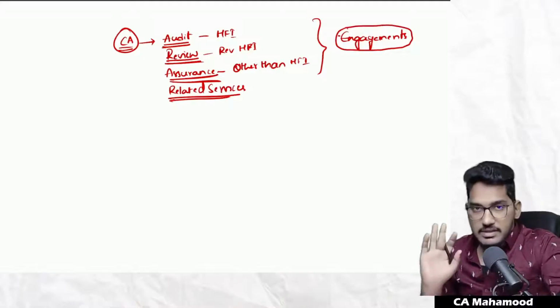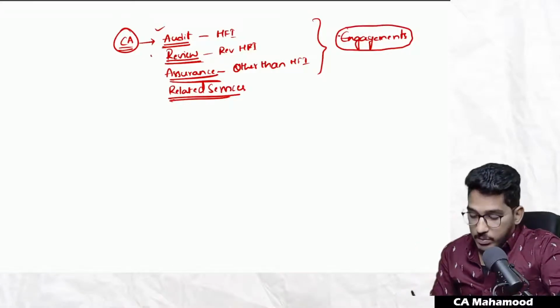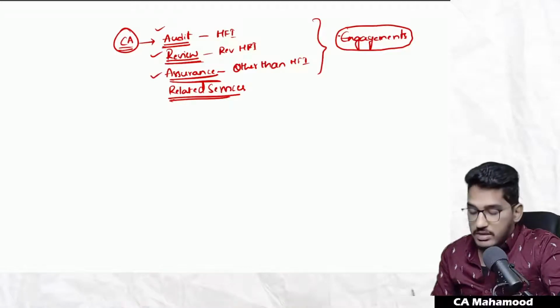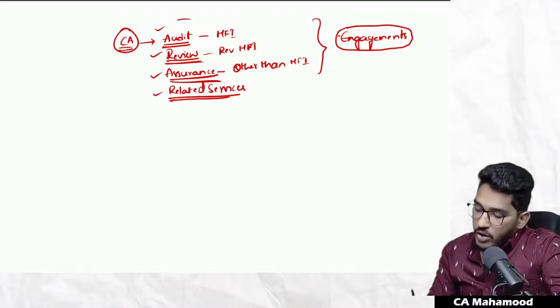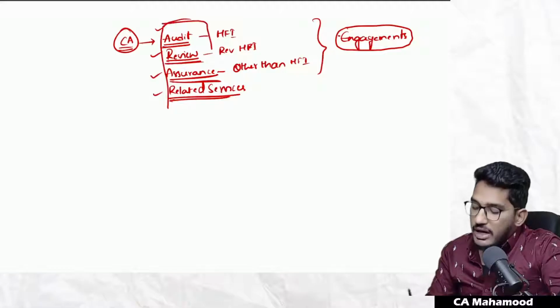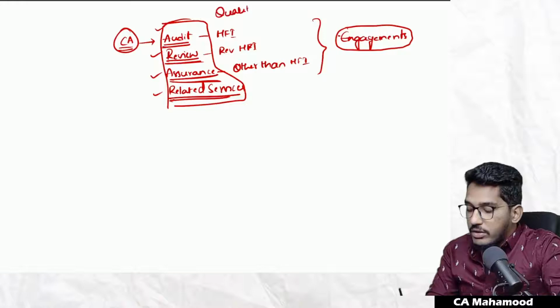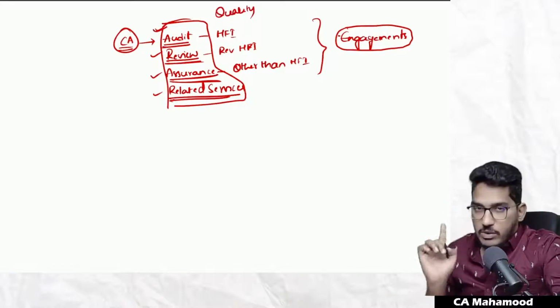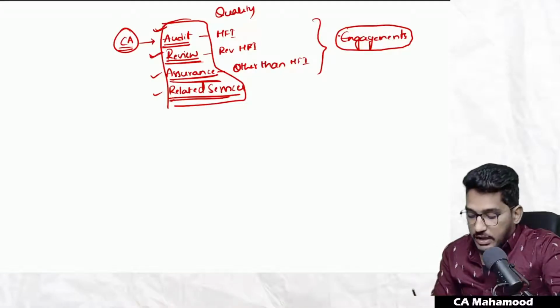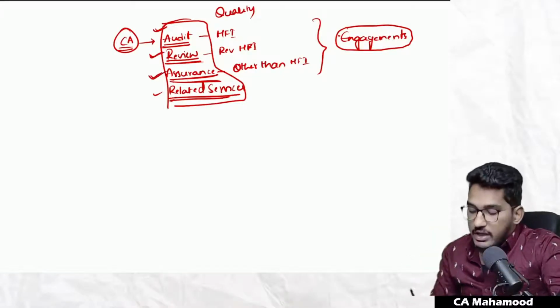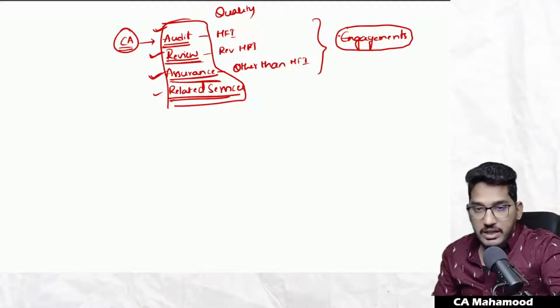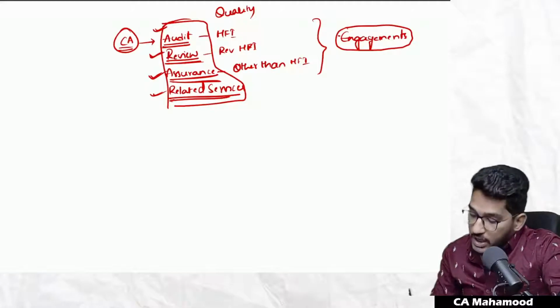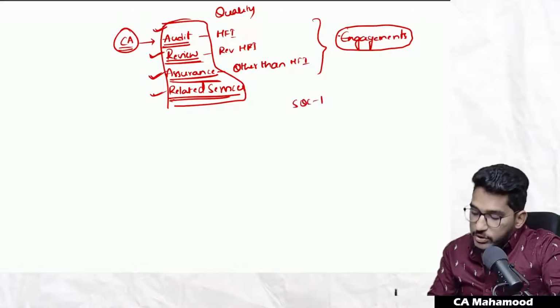Now whatever assignment you are doing, be it audit assignment, review assignment, assurance assignment, or related services, in all kinds of engagements which a chartered accountant is doing, there is always a requirement of quality. Whenever you are doing an audit assignment, there is a requirement of quality; you have to control the quality. In review assignments also you have to control the quality, in assurance assignments also you have to maintain the quality, and even in related services you have to maintain the quality. So here SQC1 will come into the picture.